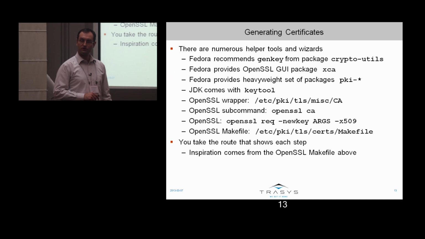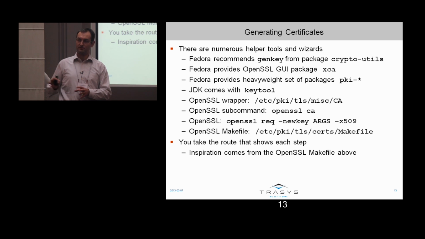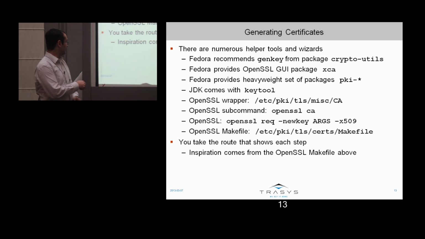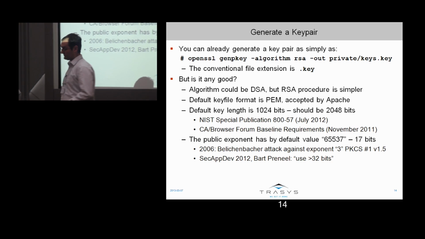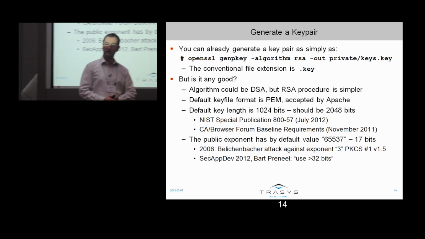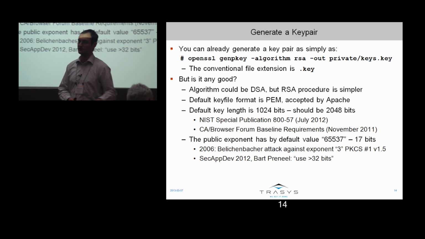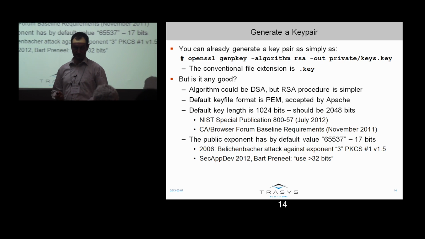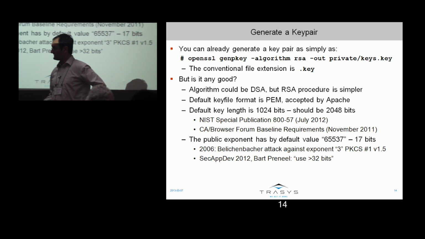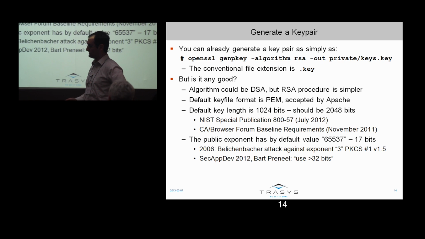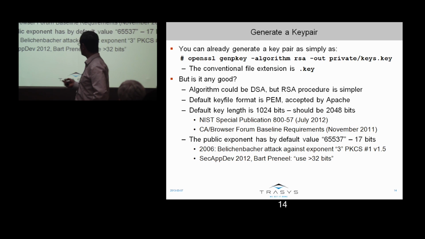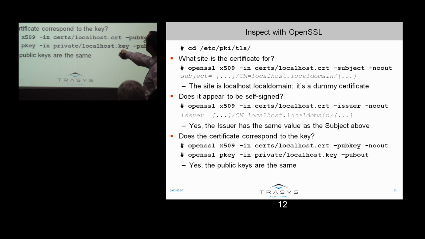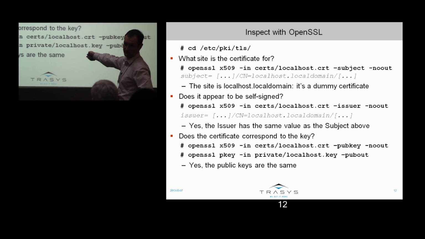I'm taking the route to show commands that manually do each step of the way, and they're based on the makefile that's quoted there. So, generating another key pair than whatever the package generated when it was installed, this is the subcommand, genpkey, and these are the parameters of it. We want to generate an RSA key pair, and we want to put the result in private/keys.key. If you remember from here, this is the directory to which all those subpaths refer.